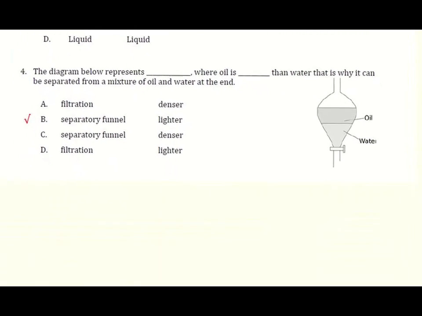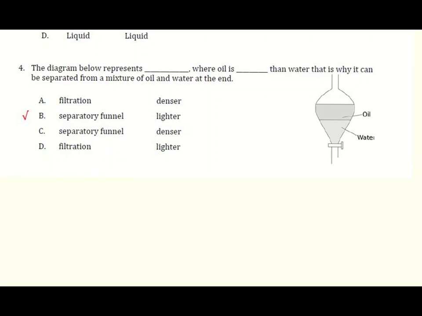Question 4. The diagram below represents what? A separating funnel. So this is a separating funnel. Why? Where is oil compared to water? Lighter, because it's on the top. That's why it floats. So oil is lighter than water. That is why it can be separated from a mixture of oil and water at the end.